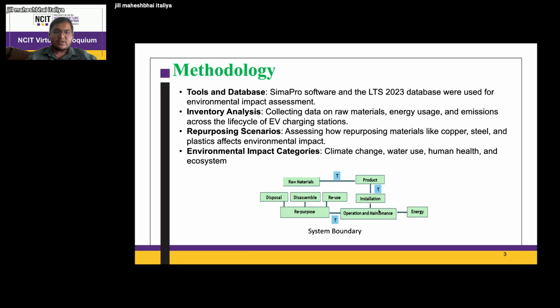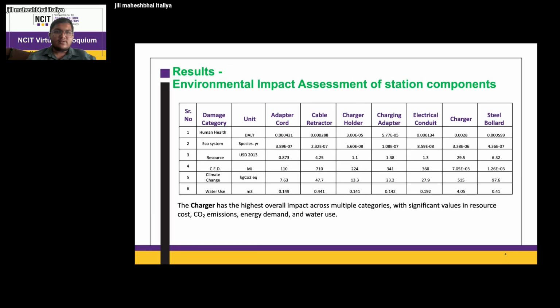Then product to the transportation, then comes the operation and the maintenance. It requires energy, and then it comes to repurpose. So from the starting point to the end of life. And we'll be seeing the environmental impact of climate change, water use, human health, and ecosystem. For this presentation, I'll be showing the water use and the human health as the result.